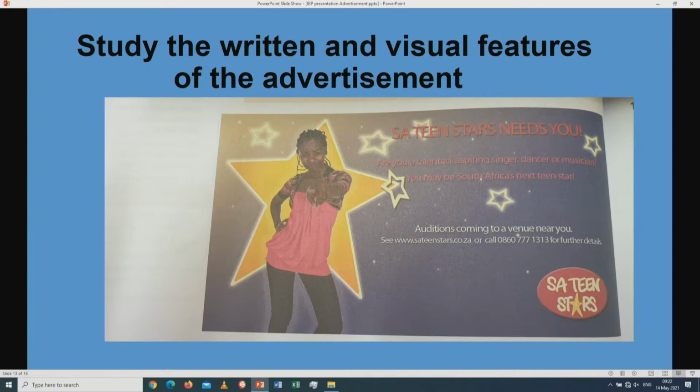Now we are going to look at this advertisement. We are going to study the written and visual features of the advertisement. Something for you to do. Now, before you carry on studying, you have to follow the stages of reading. The before you read, the while you read, the after reading. Stages that you need to follow.